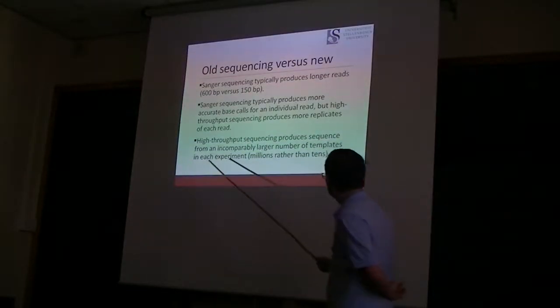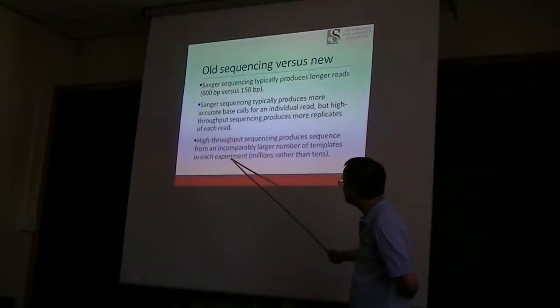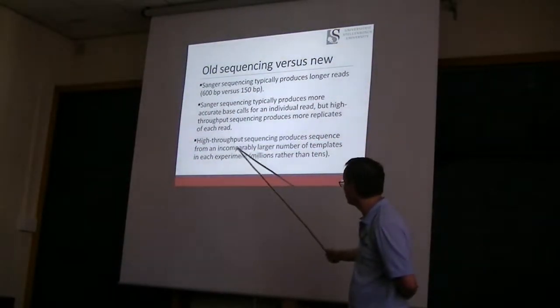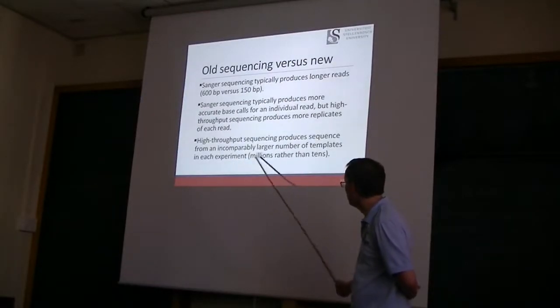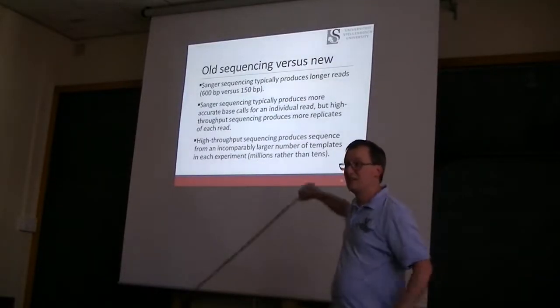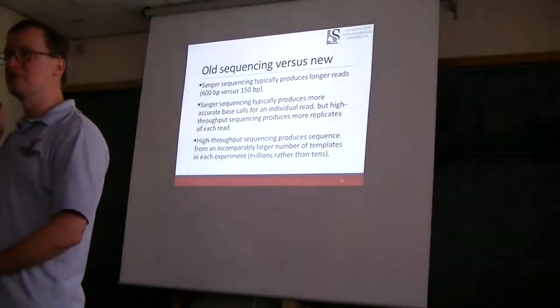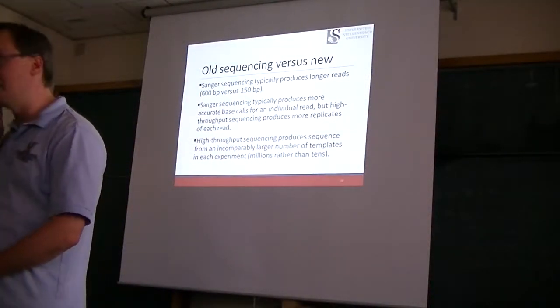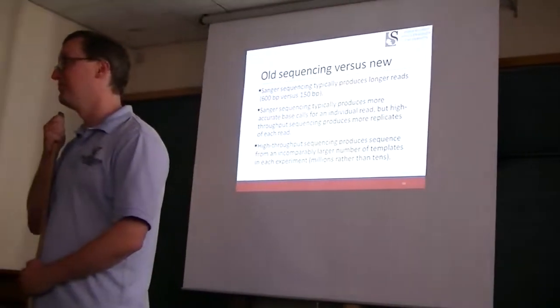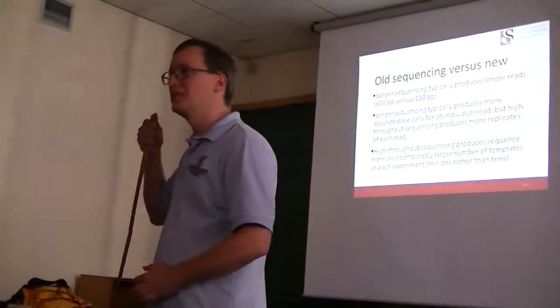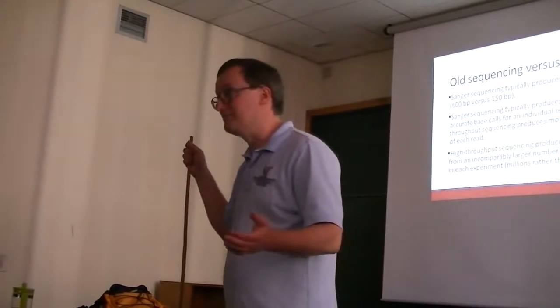Okay, so high throughput sequencing produces sequence from an incomparably larger number of templates in each experiment. Millions, not tens. So if you had 96 capillaries in your old school Sanger sequencer, you are going to sequence 96 sequences at a time. With today's, doing tens of millions is commonplace.